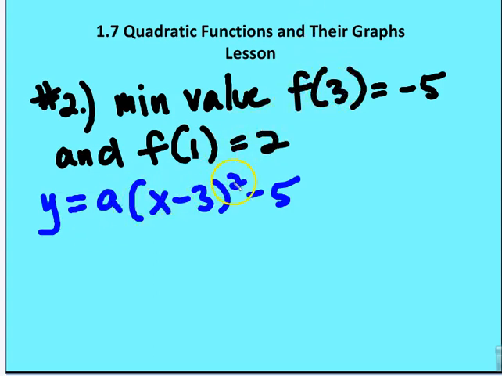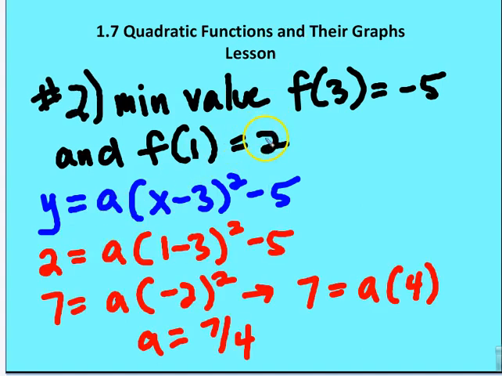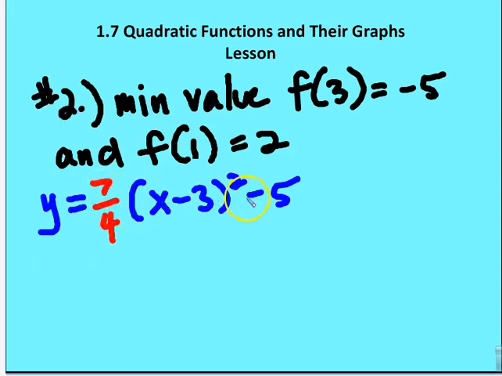Of course, 3 is the input x here, -5 for k. So I'm going to write in these values here into vertex form. And then I'm going to take the second point and I'm going to solve for a again. So 2 is equal to a times (1 minus 3) squared minus 5. 1 minus 3 is -2. -2 squared is 4. I'm going to add 5 to both sides. I get 7. So now I have 7 is equal to a times 4, and a ends up being equal to 7/4. So I'm going to take that value for a, 7/4, and substitute it back into my function, and I've just created my equation for the quadratic.